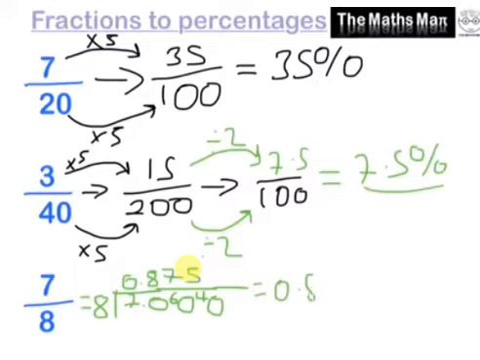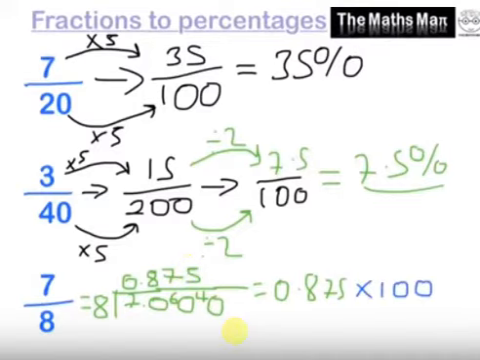So 7 over 8 is 0.875. Now converting this to a percentage, you simply multiply by 100, and the dot will move 2 steps forward. You will get 87.5 as a percent.